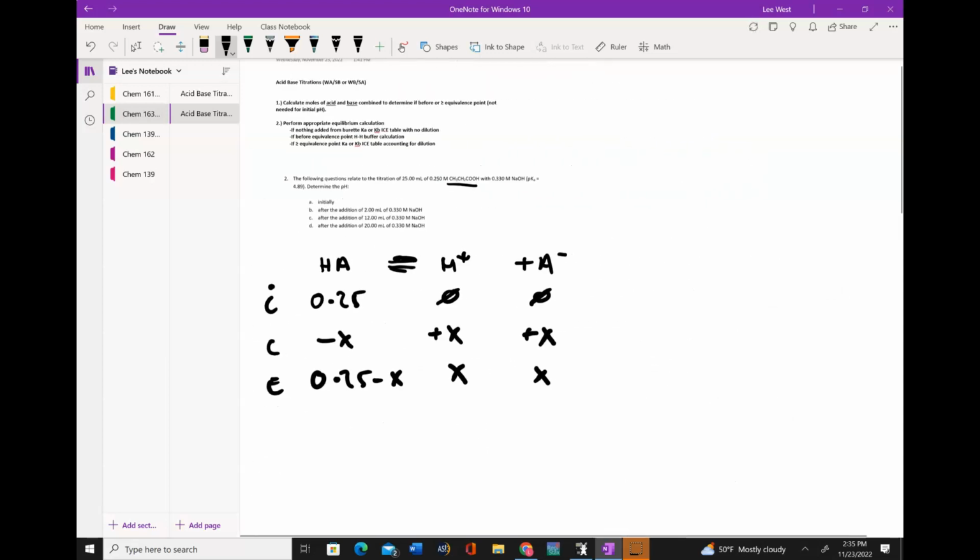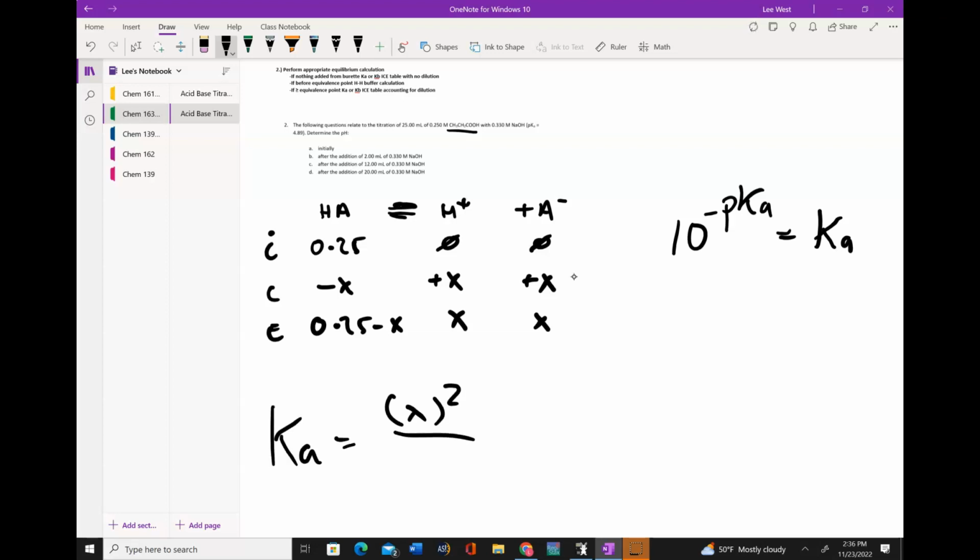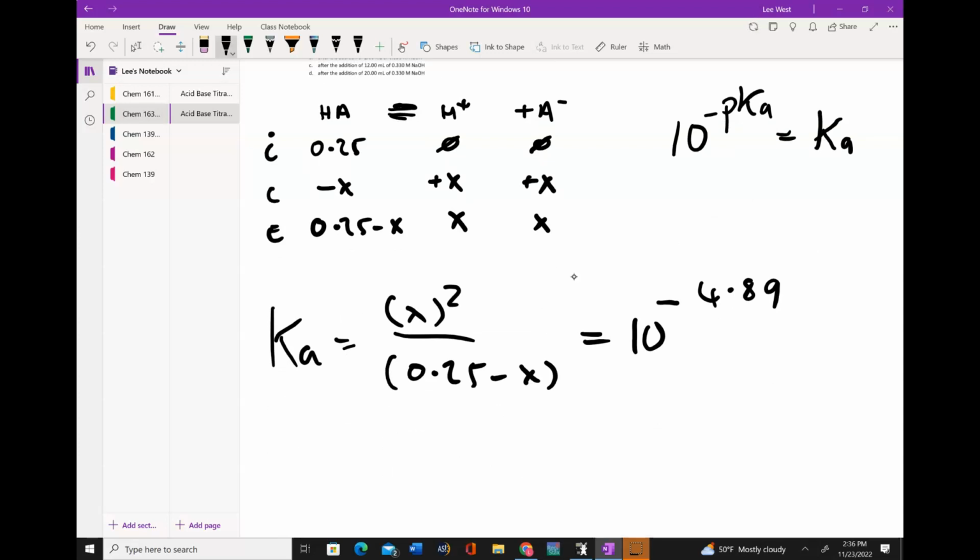The only thing that's different here is that they've given you pKa rather than Ka, and all we have to remember is 10 to the negative pKa equals the Ka. So my Ka in this case is going to be equal to x squared over 0.25 minus x, and that will be equal to 10 to the negative 4.89. My value for x is going to need to be somewhere between 0 and 0.25.